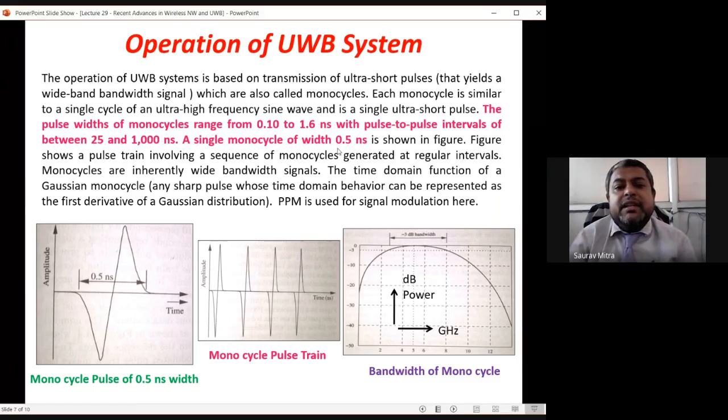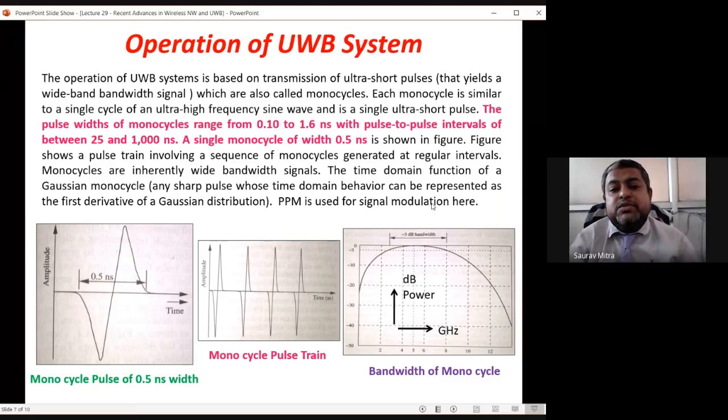A single monocycle of width 0.5 nanosecond is shown here in the figure. The figure shows a pulse train involving a sequence of monocycles generated at regular intervals. Monocycles are inherently wide bandwidth signals. The time domain function of a Gaussian monocycle: any sharp pulse whose time domain behavior can be represented as the first derivative of the Gaussian distribution.